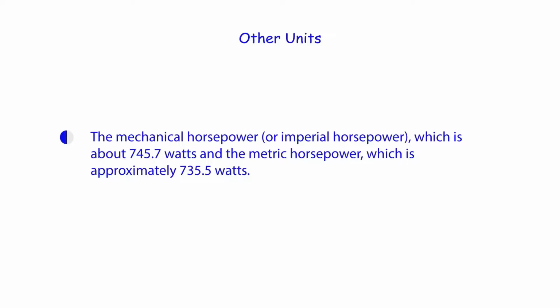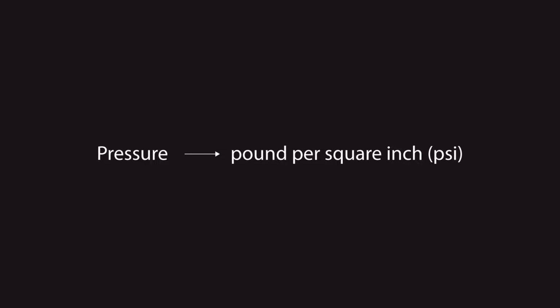So another unit is horsepower. Two common definitions are used today. There are the mechanical horsepower or the imperial horsepower, which is about 745.7 watts, and the metric horsepower, which is about 735.5 watts. Another unit is pound per square inch, which is a unit of pressure.